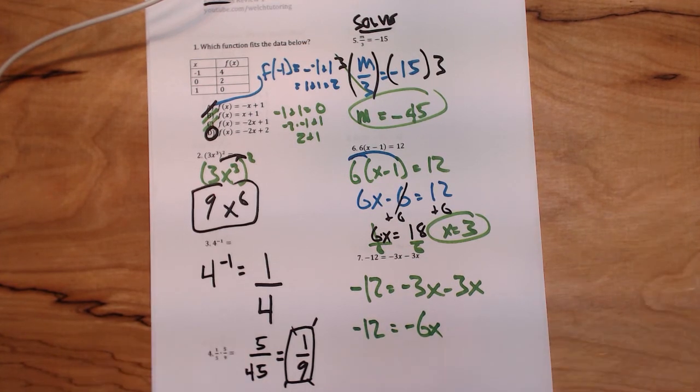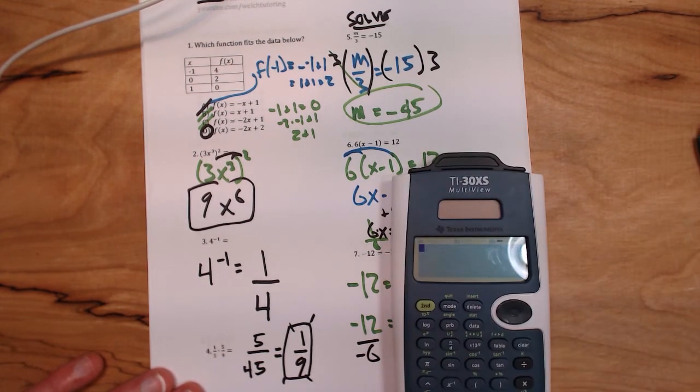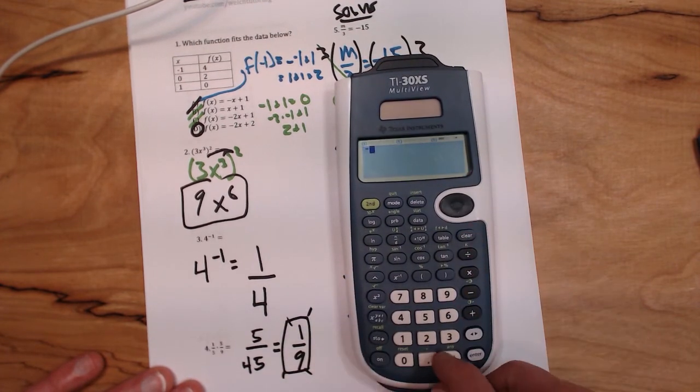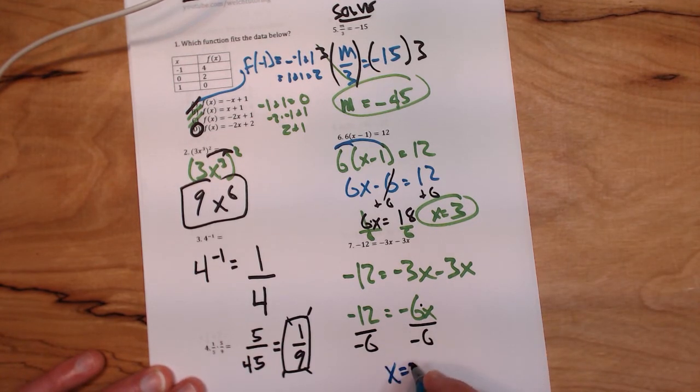Okay, and remember I want to get x all alone. Right now my x and my 6 are multiplied, and the opposite of multiplying is dividing. So I divide both sides by negative 6. Negative 12 divided by negative 6 is 2. There you go. So number 7 is x equals 2.